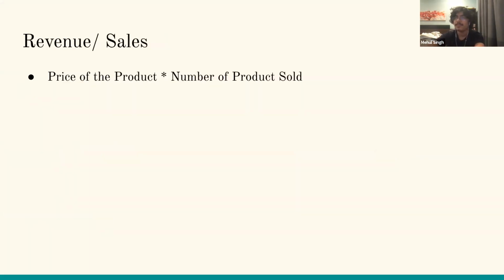So let's start with revenue, or sales. The formula is the price of the product times the number of products sold. If you have a lemonade stand and each glass of lemonade is $1, and you sell 5 glasses of lemonade, then the price of the product is $1 times the number of products sold, which is 5. So the revenue would be $5.